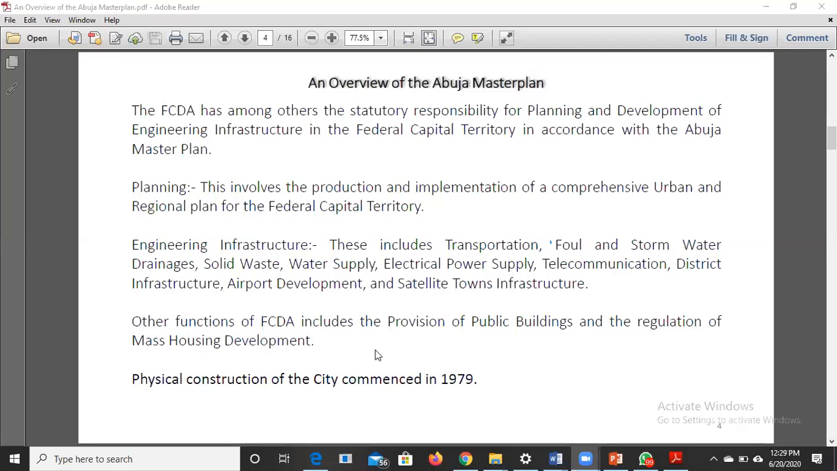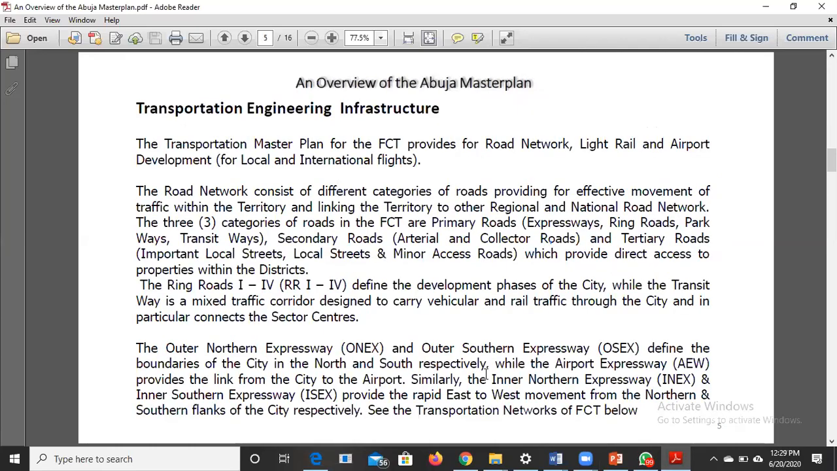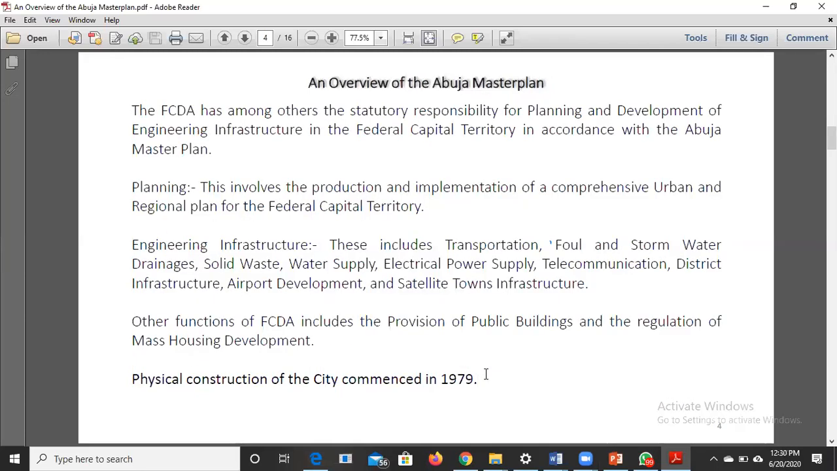Okay. Good. So as I was saying, part of the master plan also involved design for transportation, foul and stormwater drainages, solid waste, water supply, electric power supply, telecommunication, district infrastructural designs, which is still ongoing, and then airport development and the satellite town development.